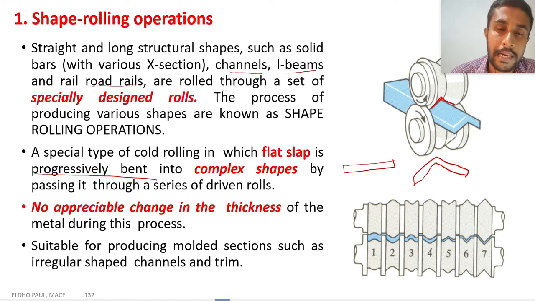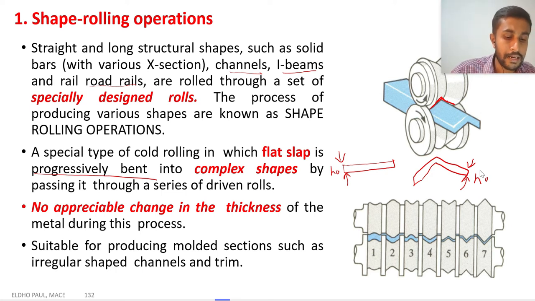When we compare the shape rolling and the flat rolling process, in flat rolling process there is a huge reduction in the thickness of the final product compared to the workpiece. But in case of shape rolling process, the reduction in thickness is comparatively low than that of flat rolling process. Here we change the shape of the workpiece into a required final product. So here the change in thickness is comparatively low. If the initial thickness is S0, the final product also will have S0 thickness. What actually happens during this process is that we just change the shape of the workpiece rather than changing the thickness of the workpiece. It is suitable for molded sections such as irregular shaped channels and trims. So different structural components can be made using the shape rolling process.